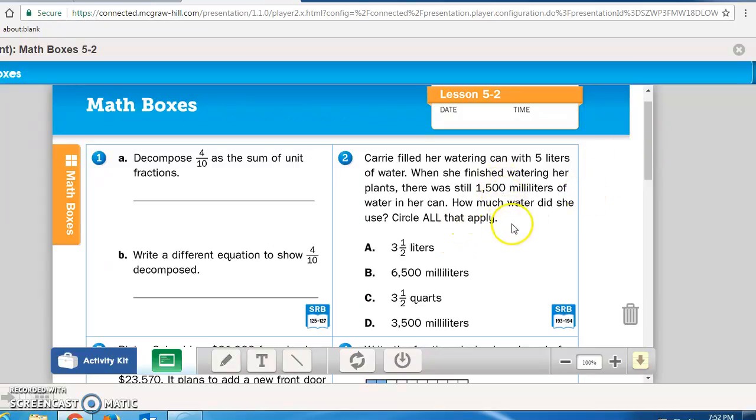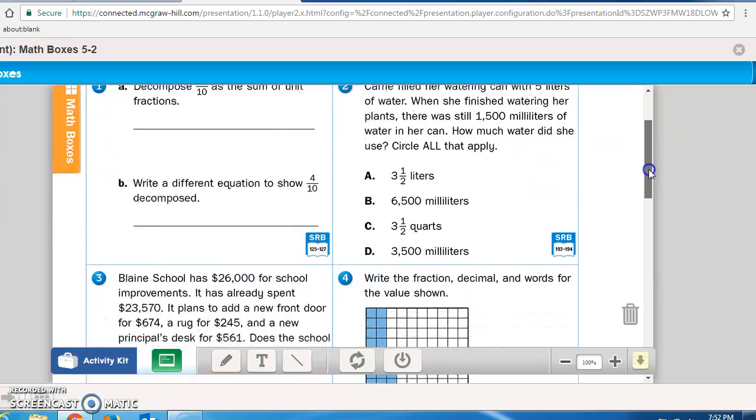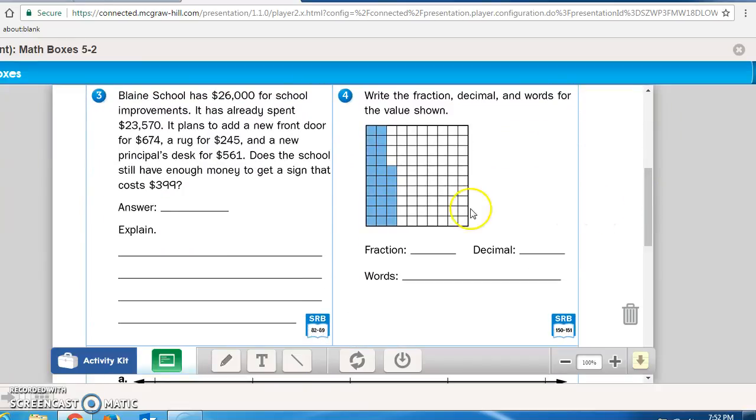Remember what it's asking you. It says first initially she has liters, and then there were milliliters left over. So that's a huge hint there that you're going to be converting. Pause the recording now, and then I will read number 3 to you when you're ready.